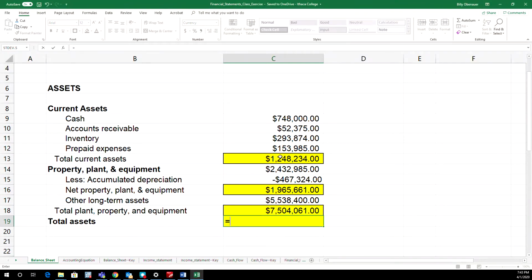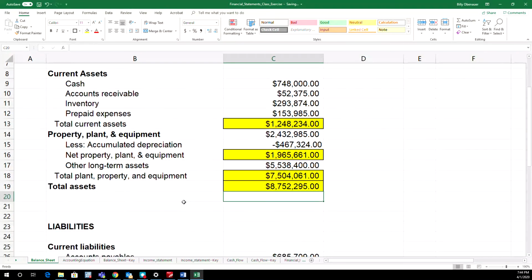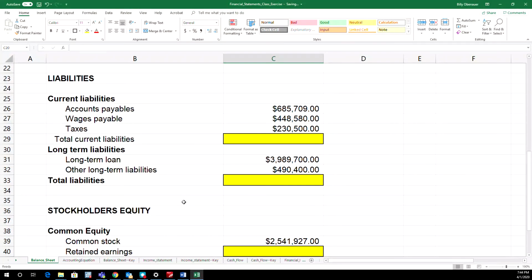So again, I'm going to go total current assets plus total plant, property, and equipment. And that gives us total assets of $8,752,295. Now we're going to move down and we're going to take a look at our liabilities here.